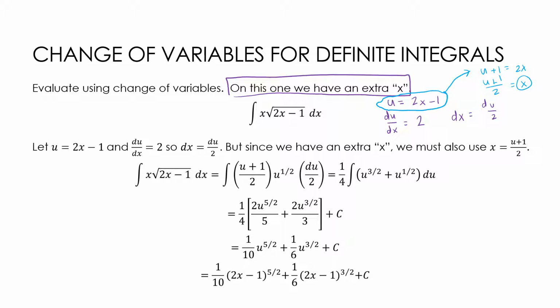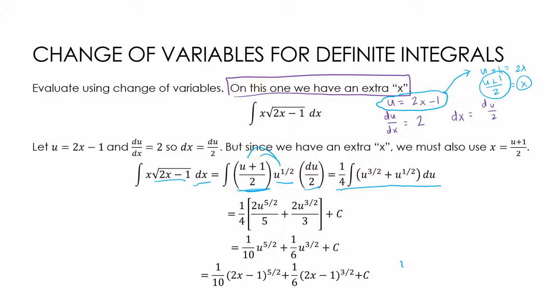So again, just like I showed you before, I can integrate the u plus 1 over 2, and then u to the 1/2, because this was x, u plus 1 over 2. 2x minus 1 is u to the 1/2, and then dx turns into du over 2, and then I just have to do some distributive property and all of that fun stuff. So I end up with 1/4 times u to the 3/2 plus u to the 1/2 du.